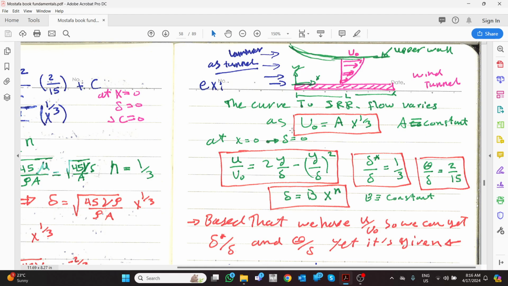So he's trying to tell you, or he told you, that u naught is equal to a multiplied by x to the power of 1 over 3, and he told you that a is a constant. Okay, so now you're going to tell me, okay, u naught, while I'm going forward, is not going to change. Why? Because the area changes. The area is going to change.